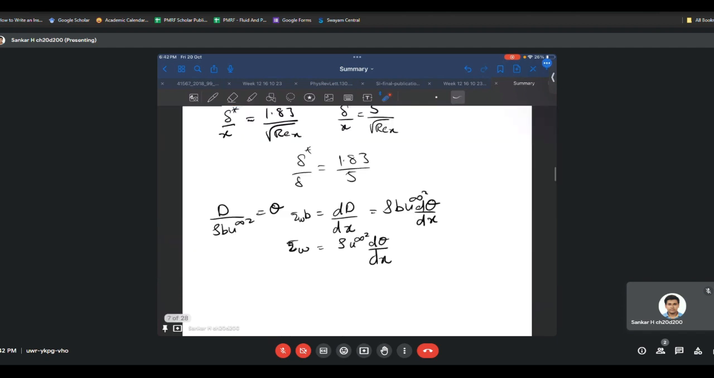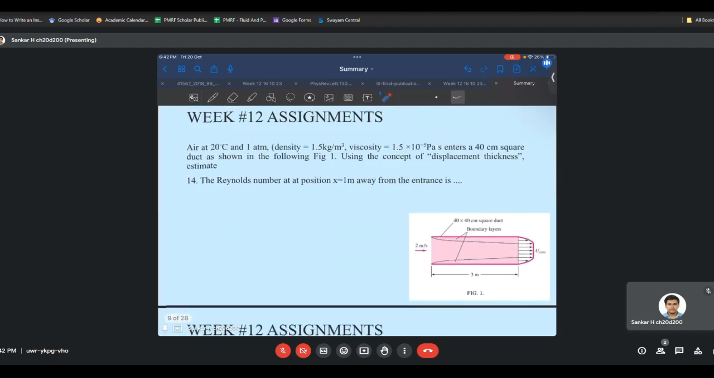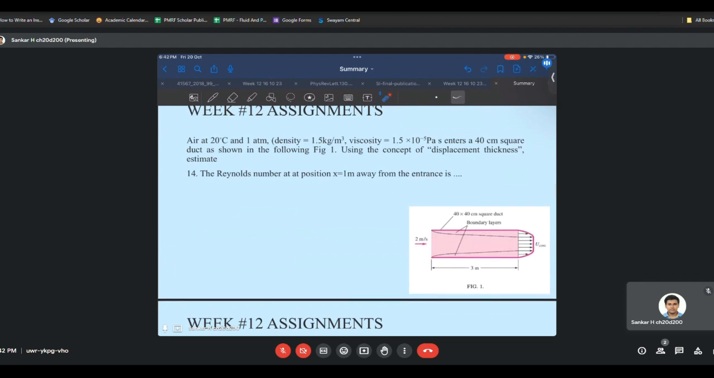Okay. Are there no more questions? We'll move on to question number 14, where air at 20 degrees Celsius and 1 atmosphere, the density and viscosity are given, enters a 40 centimeter square duct as shown in figure 1, where this is a square duct of length 40 centimeters.